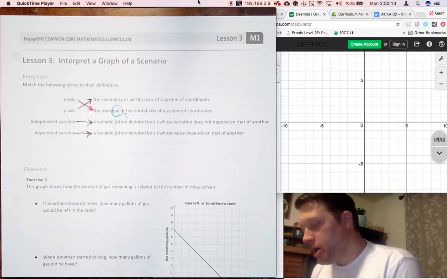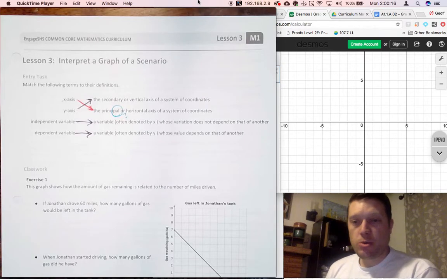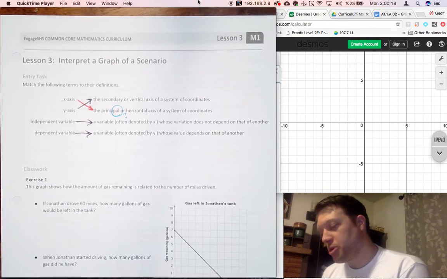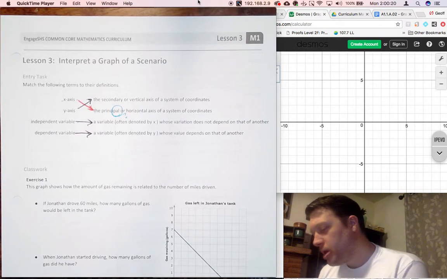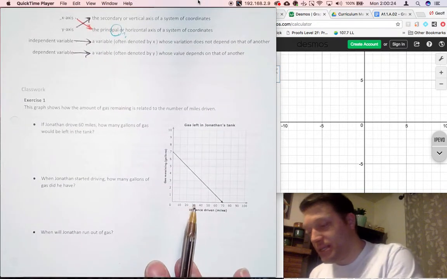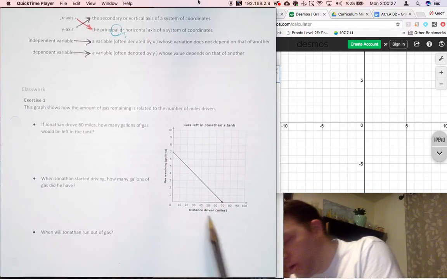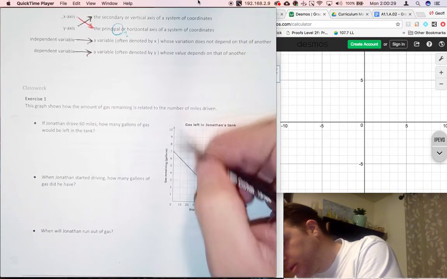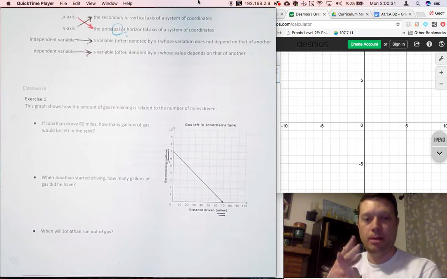Let's go to the classwork, exercise 1. This graph shows how the amount of gas remaining is related to the number of miles driven. And we see that it's a function, it's a line that is decreasing over miles. And gallons, we're comparing gallons and miles.